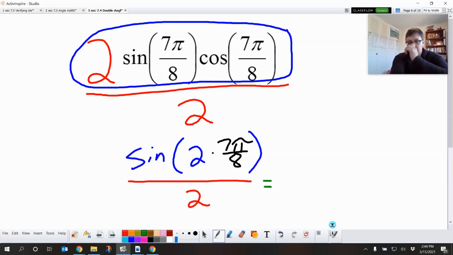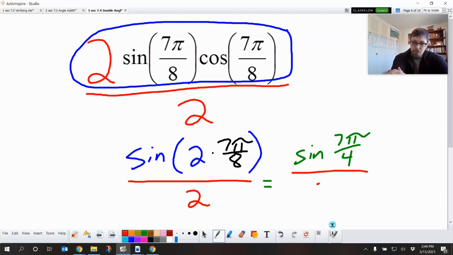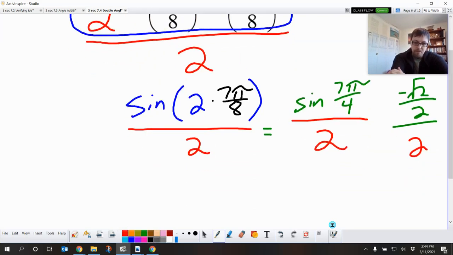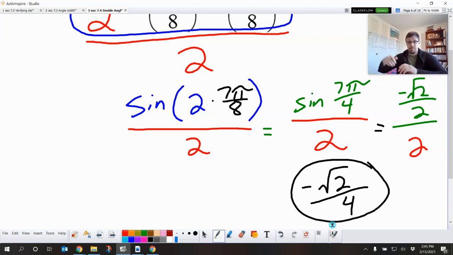Okay. 2 times 7 pi over 8 is going to be 14 pi over 8. So that's the sine of 7 pi over 4, and that's all over 2. Oh yeah, I know what the sine of 7 pi over 4 is. It's negative square root of 2 over 2, divided by that 2 still. So negative square root of 2 over 2 divided by 2 is going to be negative square root of 2 over 4. And we're done.